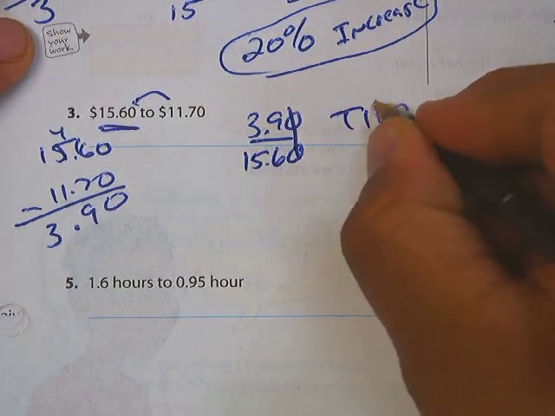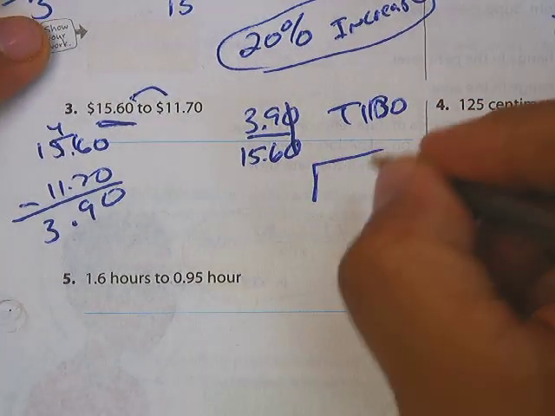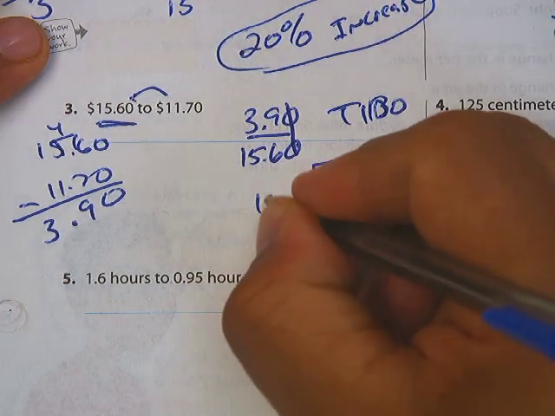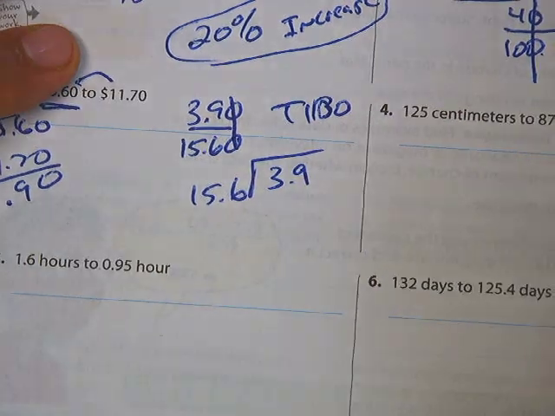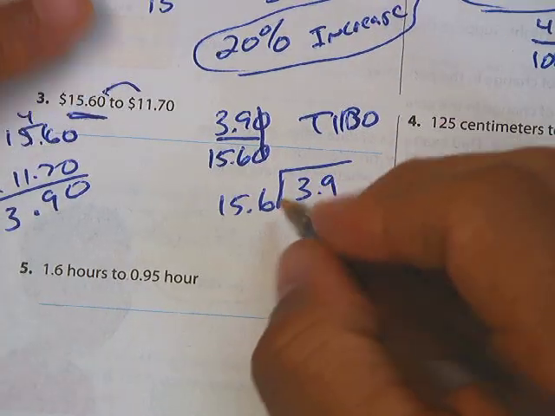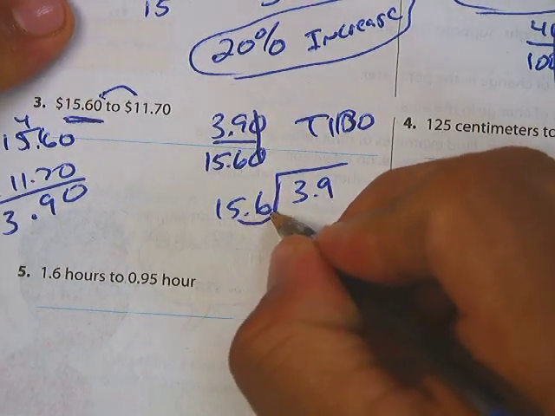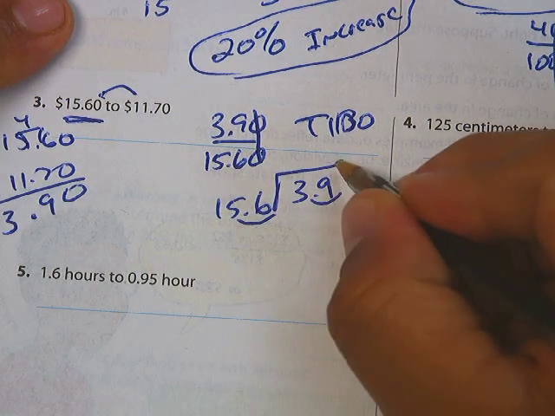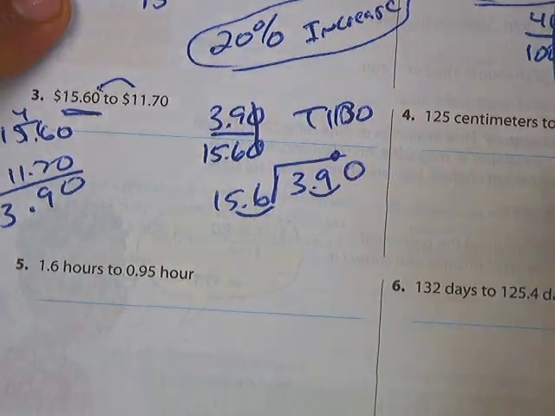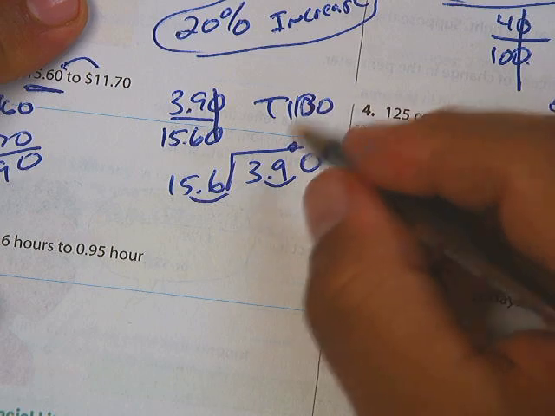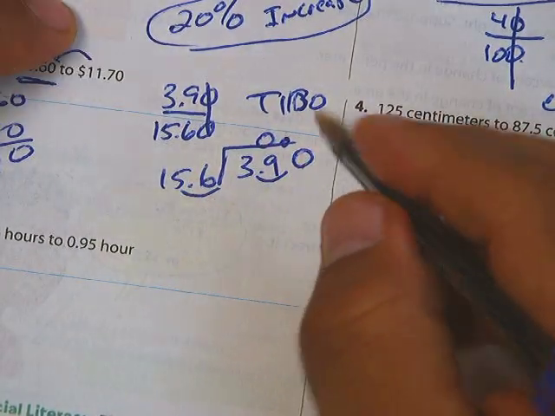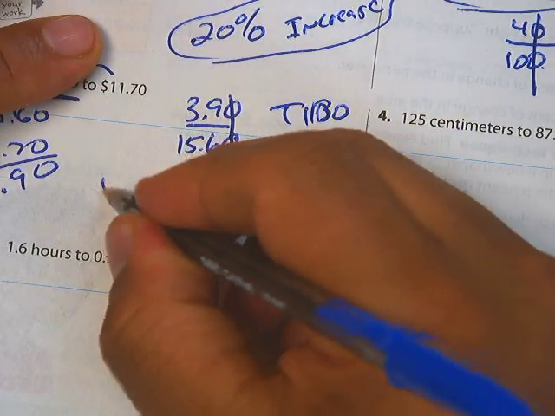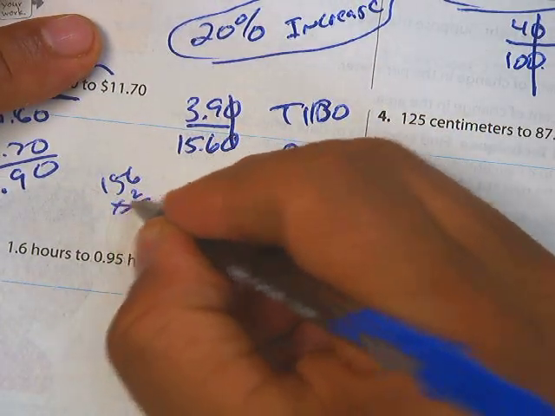I have zeros at the end, so I can cancel them out. And then I'm going to do a TIBO, top in, bottom out. I have a decimal in my divisor, so I got to move it to the front once. And so now, how many times does 156 go into 39 plus 0? How many times does 156 go into 390?